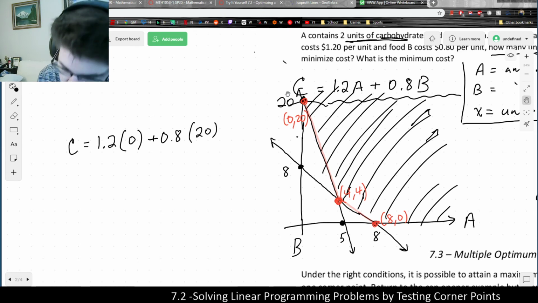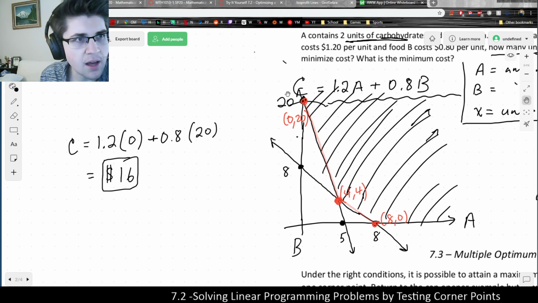And the cost to do that would be, well, 0.8 times 20 is 16. And so I guess $16 would be my daily cost of buying 20 units of food B. Or I don't know if it's daily or whatever. I don't think the question even specifies. But I need to check the other points.